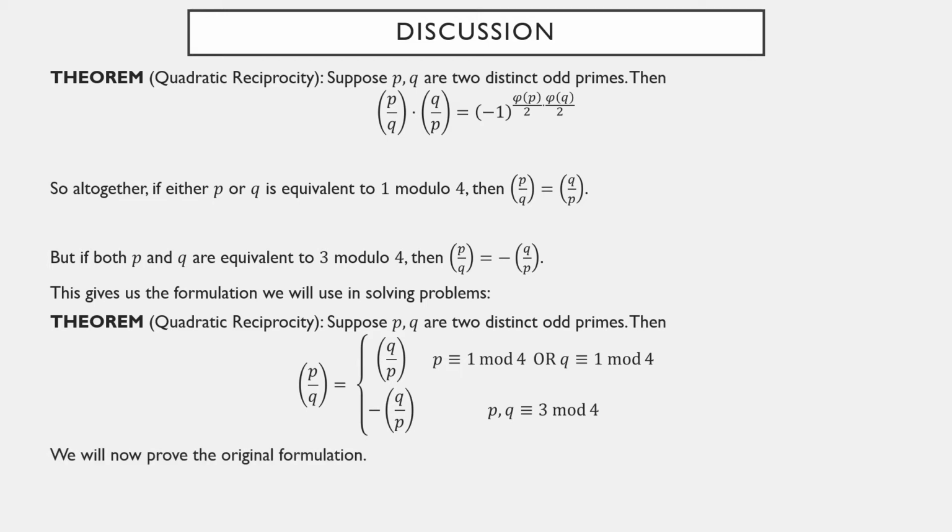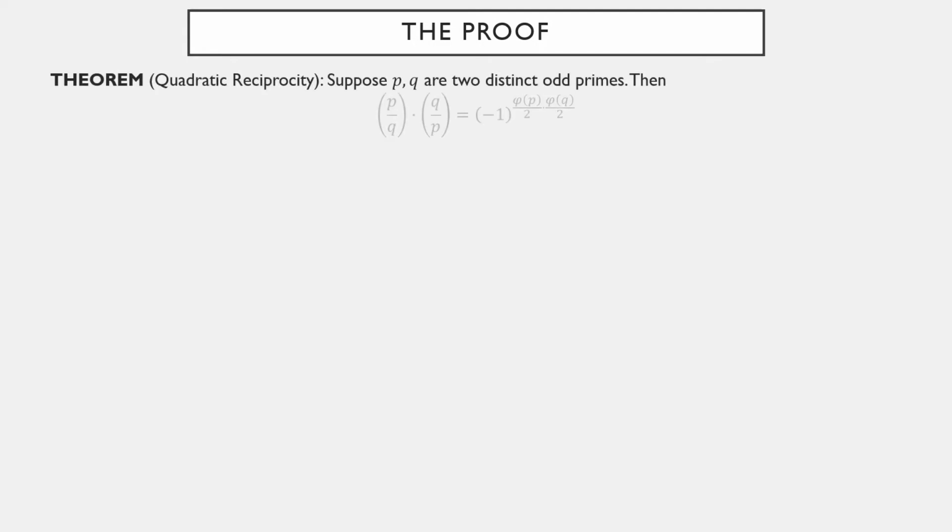But now let's go ahead and prove the original formulation. Once we prove the original formulation, this version up here, this is the equivalent version that we will be using in problems. Finally, on to the proof. Again, here's the statement of the law of quadratic reciprocity.